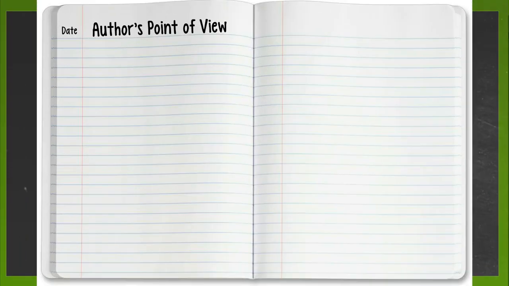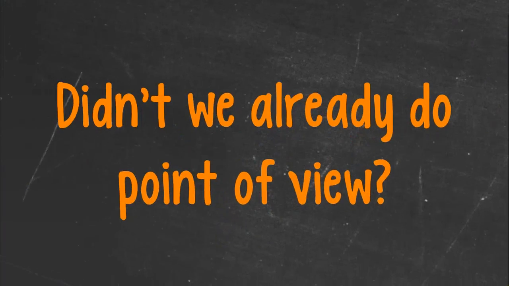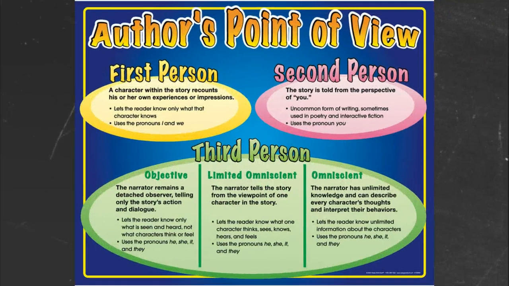Go ahead and set up in the left-hand side of your notebook. Go ahead and put the date and label it author's point of view. Now, at this point, you're probably thinking, wait a minute, point of view. We already did point of view, right? This seems kind of familiar. I thought point of view was that thing with like the first and the second and the third, right? Like the characters telling the story, or they're like talking to the reader, or the narrator's telling the story. I thought that was point of view.